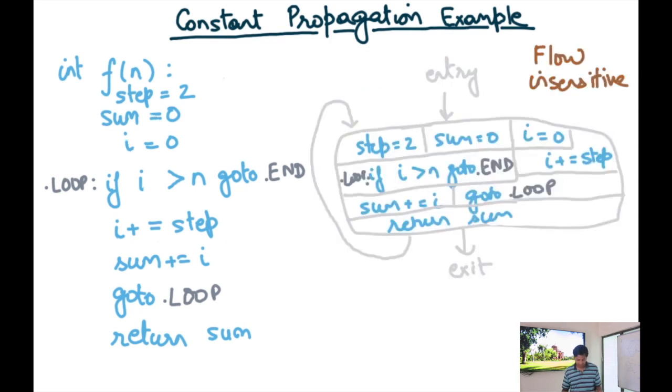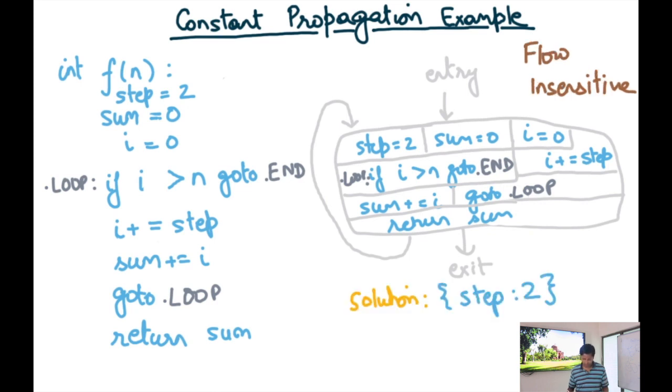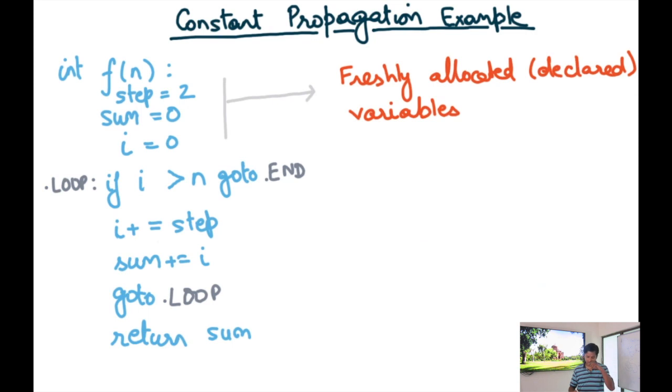Okay, so now if I run my constant propagation algorithm on this program in a flow sensitive manner, then I'm going to get some solution. If I run it on this original CFG in a flow sensitive manner, then I'm going to say that at this point, for example, step will be equal to 2 and sum will be equal to 0 and I will be equal to 0. But at this point here, I and sum are no longer constants. And at this point, step is a constant, but I and sum are not constants and so on.